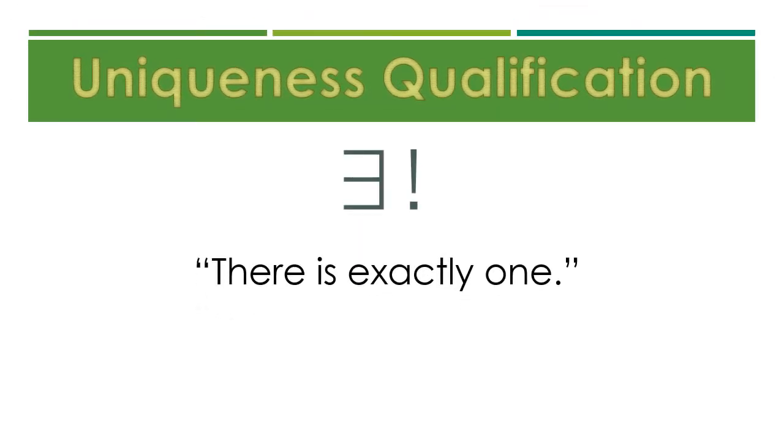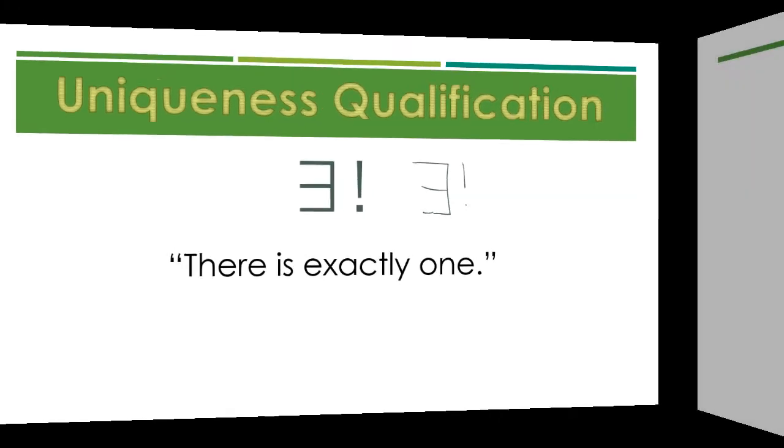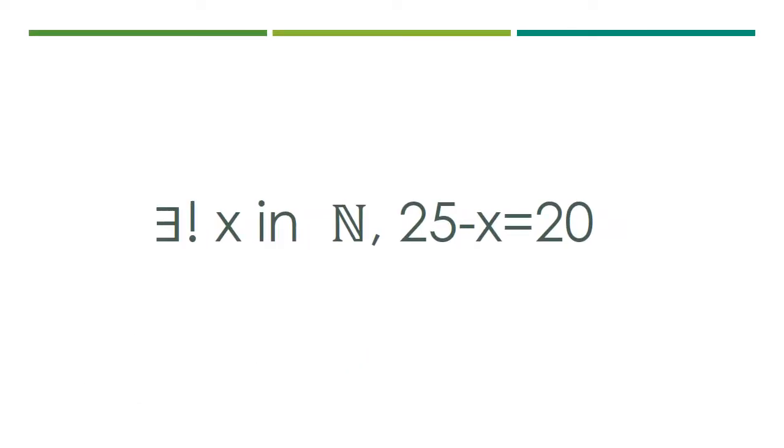The uniqueness quantification, meet the existential quantifier's cousin, which is exactly like it except it has an exclamation point at the end, which means there exists exactly one. So try to take a moment to decipher what this is saying. There exists exactly one x in a set of integers where 25 minus the x equals 20. Can you guess what that x is equal to?